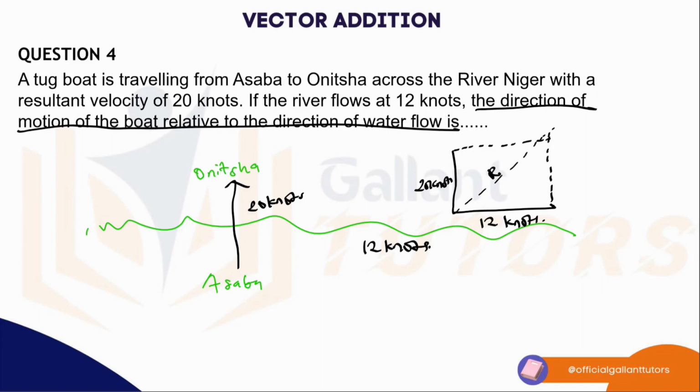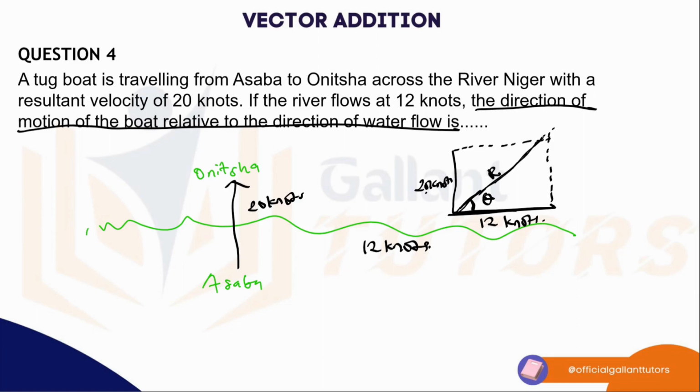right? Good. So now they said the direction of the motion of the boat relative to the direction of water flow. Is that clear? This water flow. So what's this telling you? The angle between them, which is what? This. Is that clear? The angle between them, which is what? Angle theta. Good. So now let's solve for it.